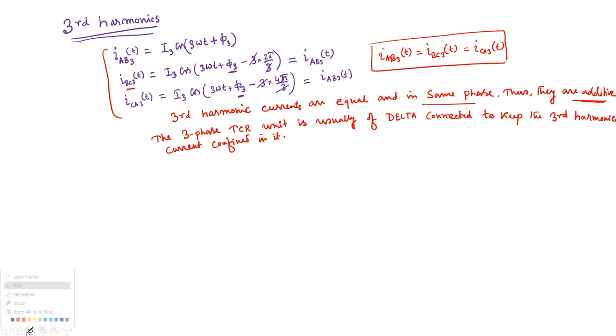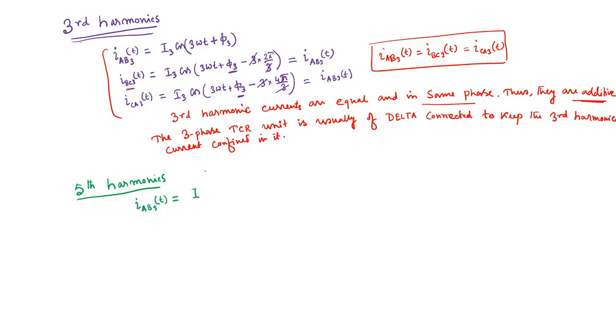Then let us go for the next order harmonics, which is the fifth harmonic. So, similar to this, if we consider that I_AB5(t) is representing the instantaneous fifth order harmonic of any particular limb of this delta connected TCR unit, then let us represent it in a similar way as I5, the peak value of this particular current, multiplied by cosine(5 omega t plus phi 5), where phi 5 is the phase angle difference between this current and the similar order voltage.